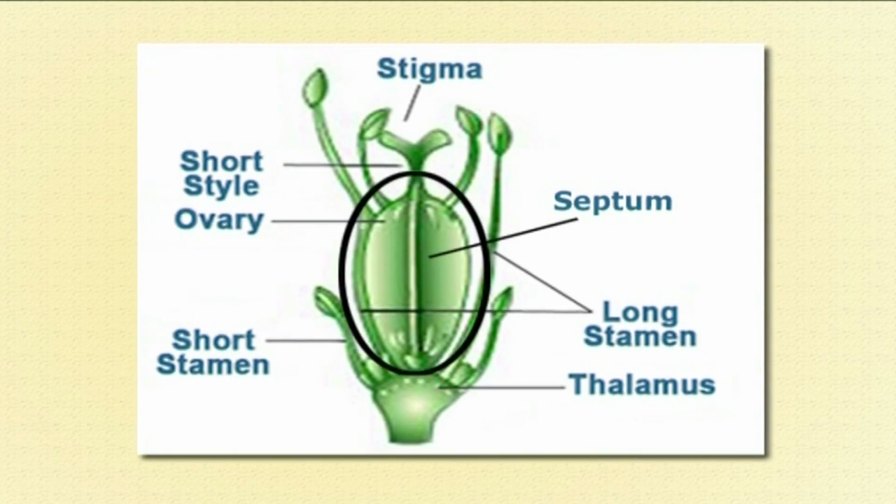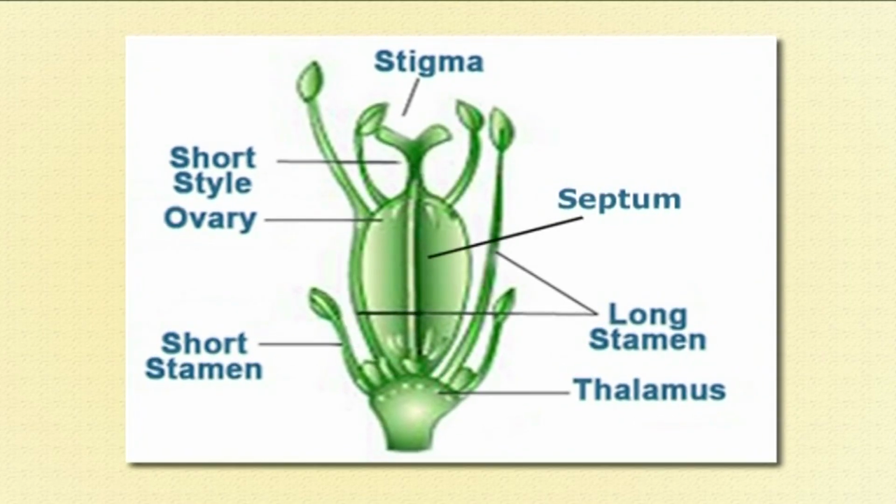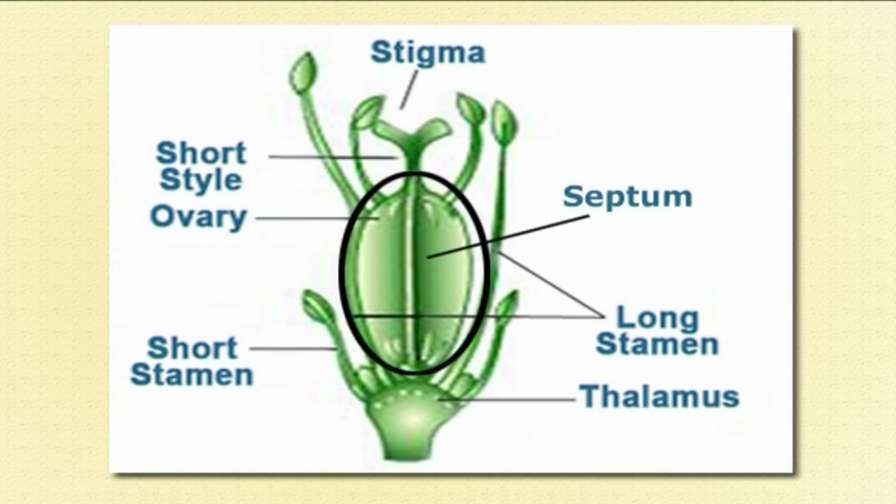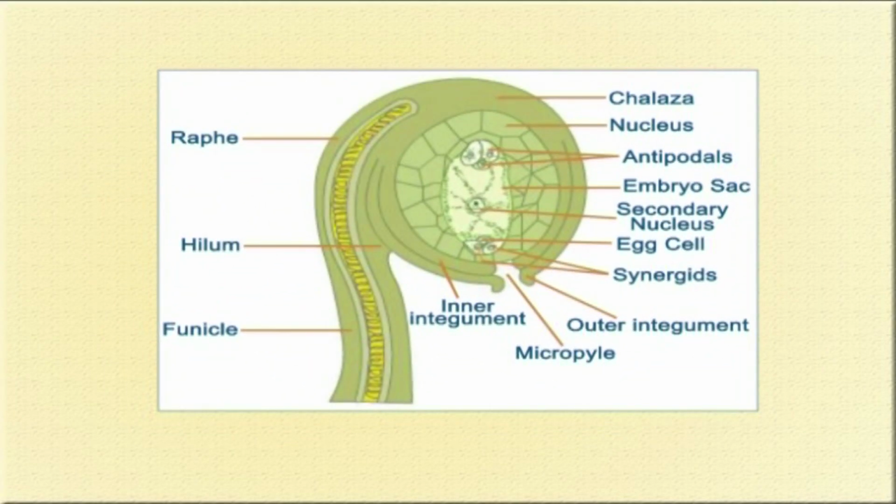What is this false septum? It's basically a thin partition which lacks vascular tissue. This false septum is surrounded by a thick placental rim called the replum. In this ovary, the ovules are either one or many. The ovules are anatropous or campylotropous.